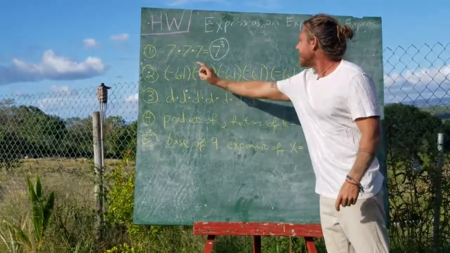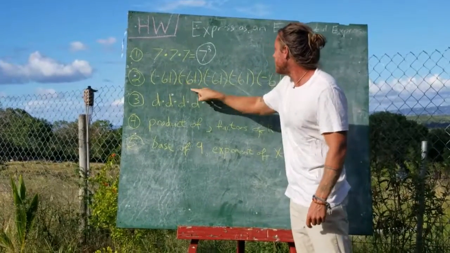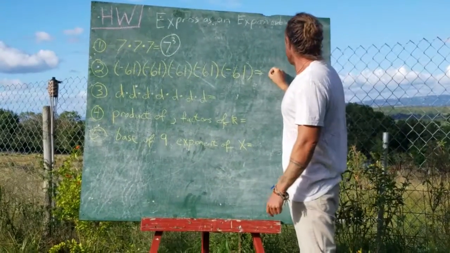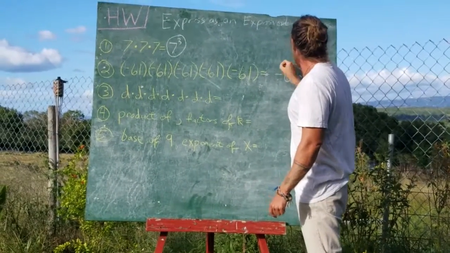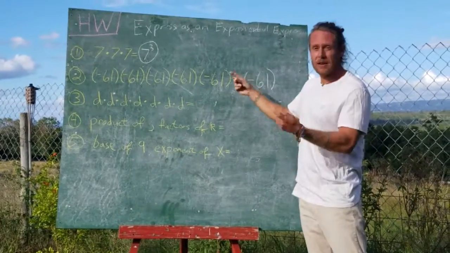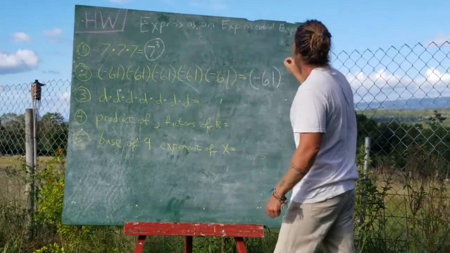How about this one? Negative 61 times negative 61. How many times? 1, 2, 3, 4, 5. So what is our base? Negative 61. And what is our exponent? Well, how many factors of negative 61 do we have? 1, 2, 3, 4, 5.